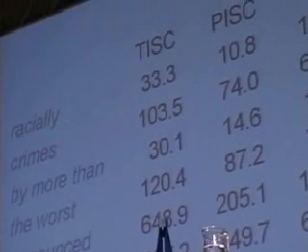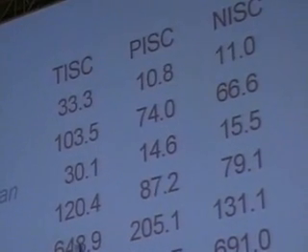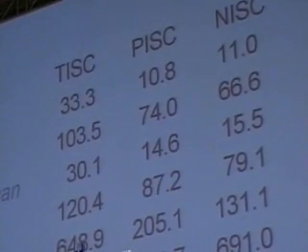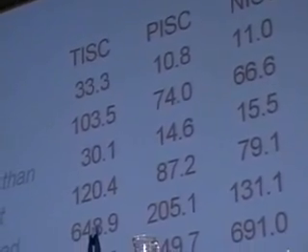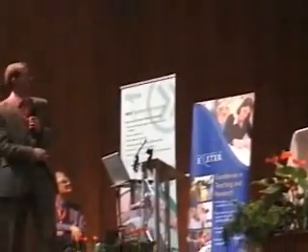And then the figures behind that, here we've got normalized frequency, occurrence per million words for each of those. You can see that racially, it's 3 times as frequent in text initial sentences as in either paragraph initial or non-initial sentences. Crimes, 103.5 occurrences per million words, and so on. Right down to yesterday, where you can see that it's massively more frequent than it is in either of the other 2 sections.